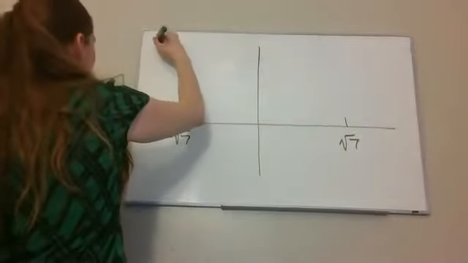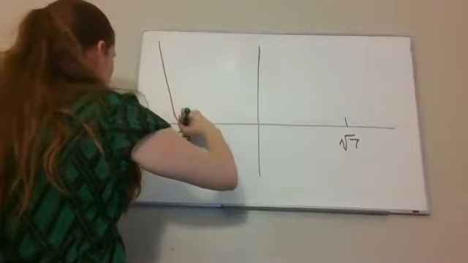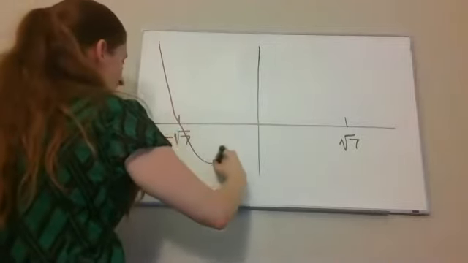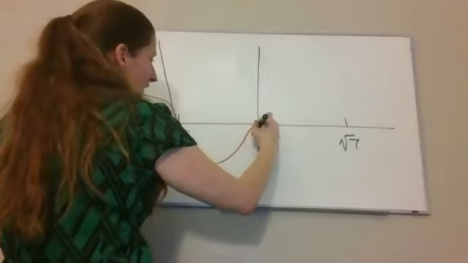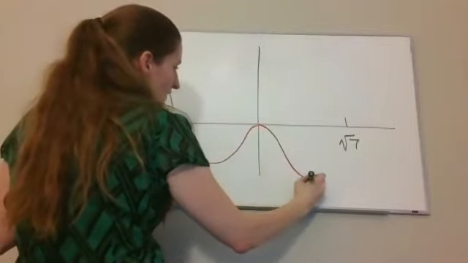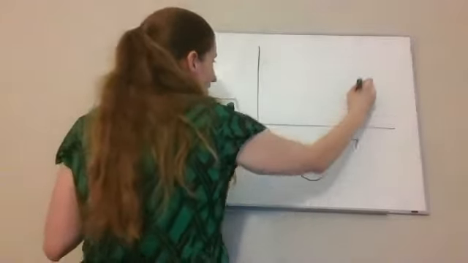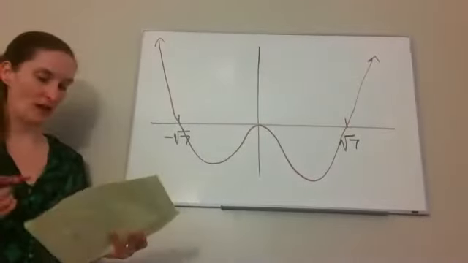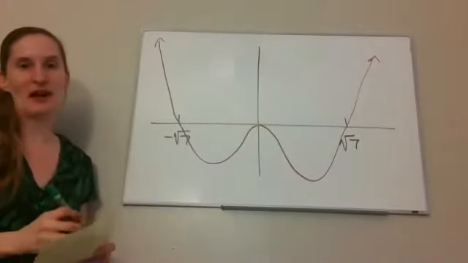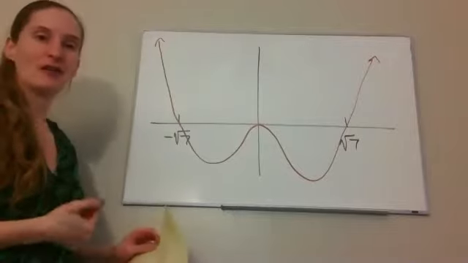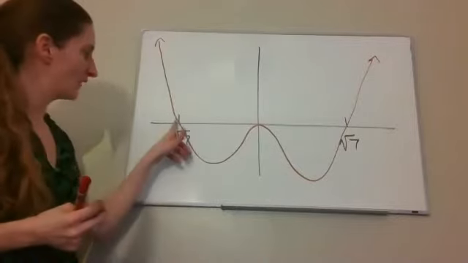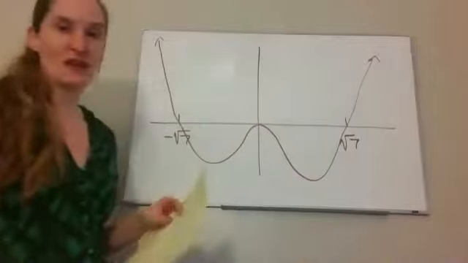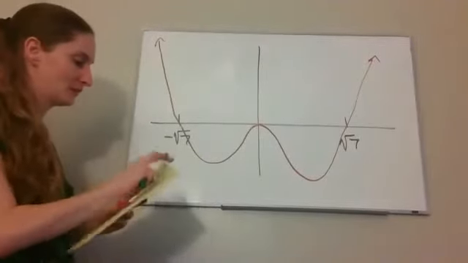It goes down and crosses at negative root 7. It comes up, touches at 0 and bounces off, goes down again, turns around, and goes through at positive root 7. It's similar to that graph. Not exactly, that's a very rough sketch, but I just wanted to emphasize the crossing and the touching that we get from our multiplicity.